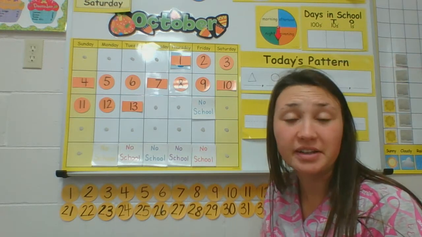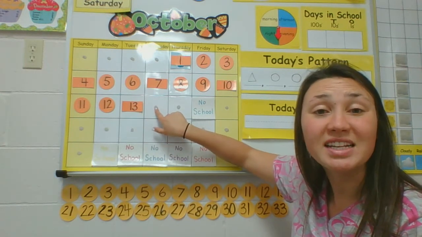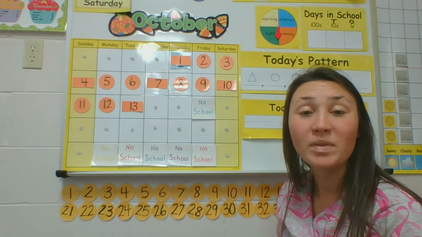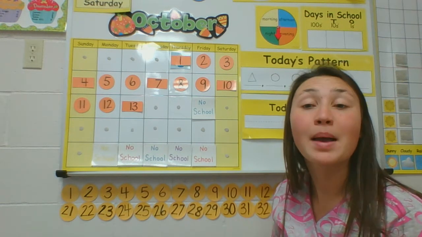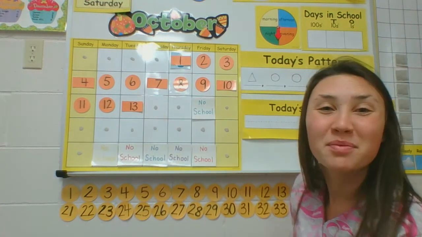13, 14. Remember. And then what two numbers make a 14? Yeah, a 1 and a 4 make 14. That's right. Wednesday, the 14th.